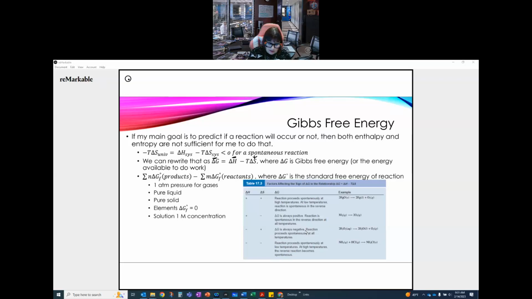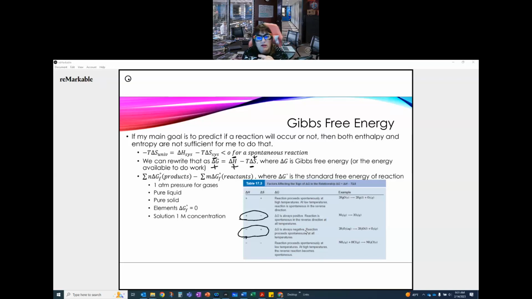Now I have the opposite situation, where this is positive and this is negative, then this is always going to be positive. And that means it's never favorable the way that it's written. It's always the reverse reaction that's going to be favorable. Okay. So now we've talked about this set right here, and now we've talked about this set right here. So again, delta G is always positive. The reaction is spontaneous in the reverse direction at all temperatures. It is not spontaneous as written at any temperature. Okay, so those are my two extremes. Always going to happen, never going to happen.